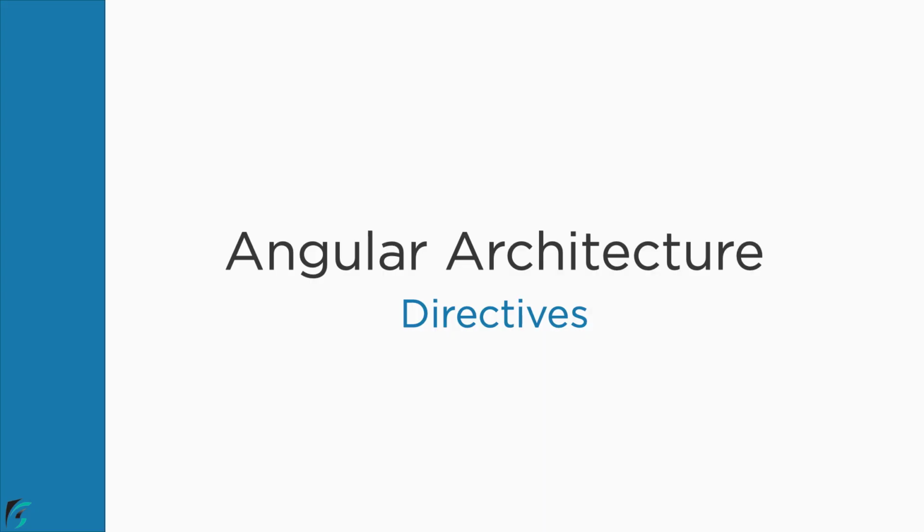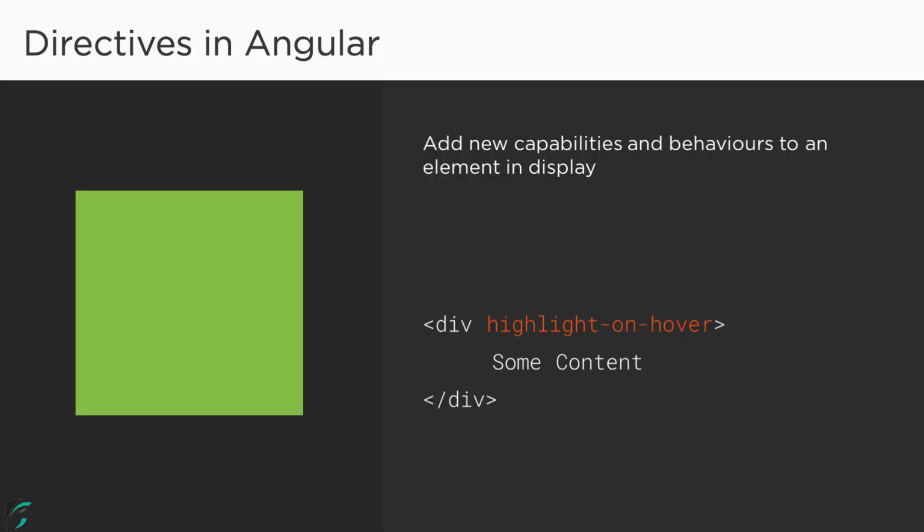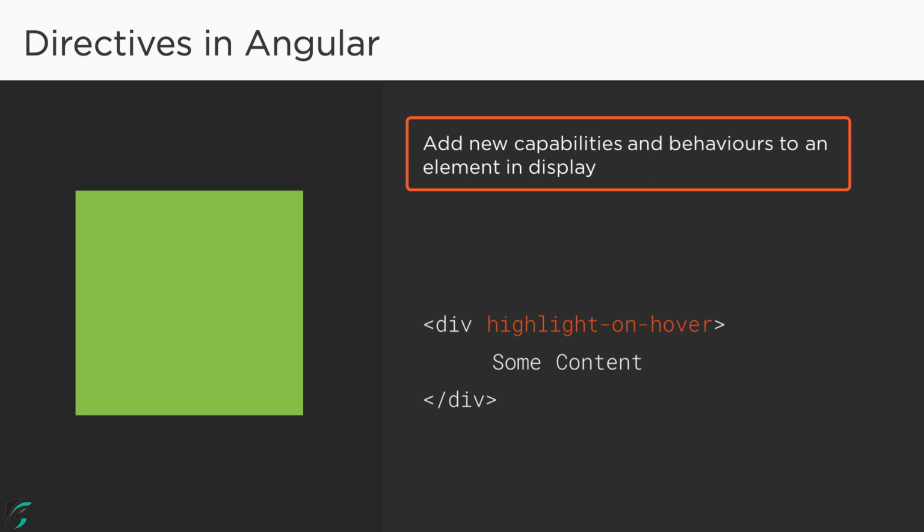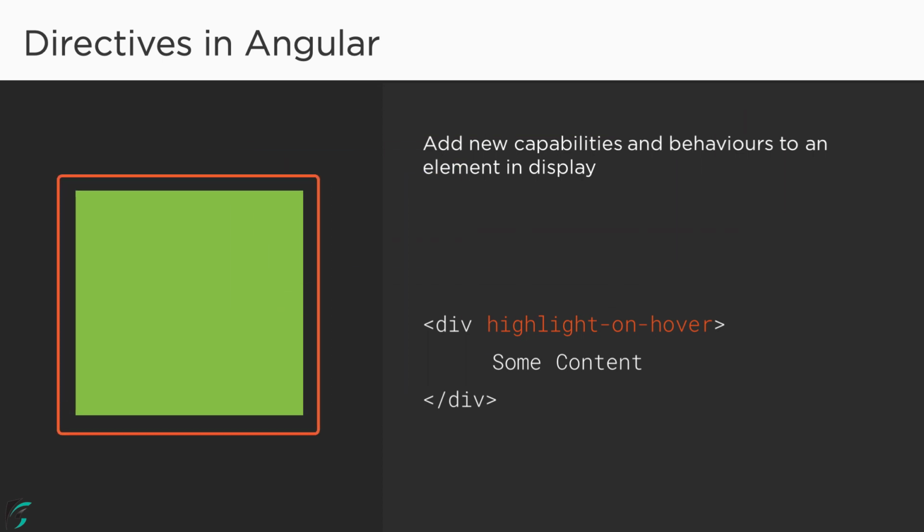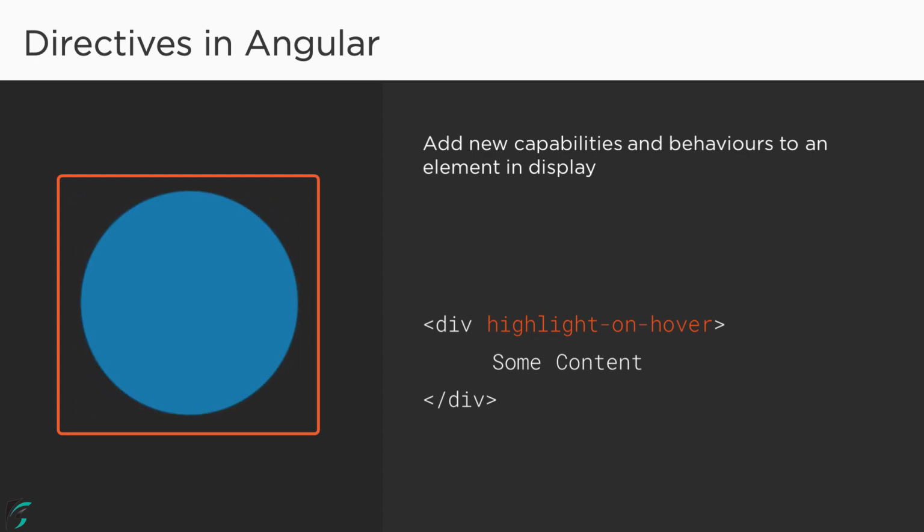Directives. This is another core piece of Angular. Directives are a way to add new capabilities and behavior to an element in the display, or when we want to change the DOM layout. For example, we might want to highlight an element or make it appear on hover, or give it some other functionalities that aren't already built into the element.